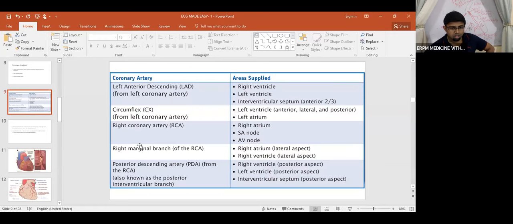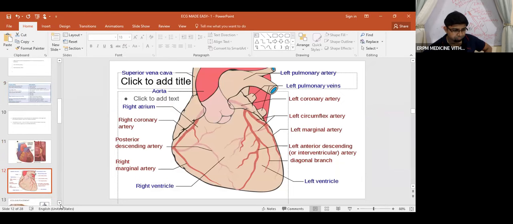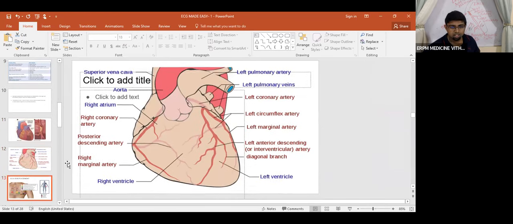The right marginal branch supplies the right atrium and the right ventricle, and the posterior descending artery supplies the right ventricle, left ventricle, posterior aspects, and the posterior one-third of the interventricular septum. Okay, so that's clear now. Now look here, guys.